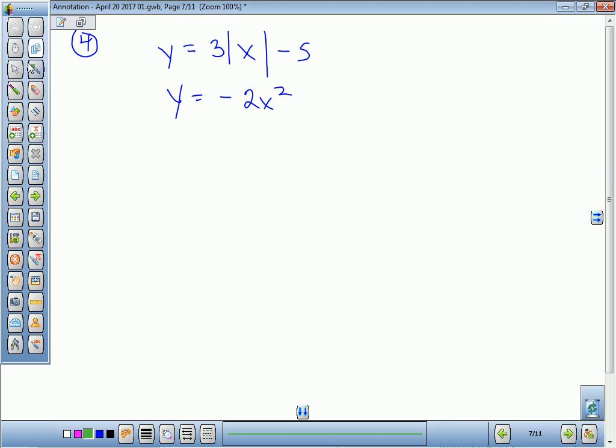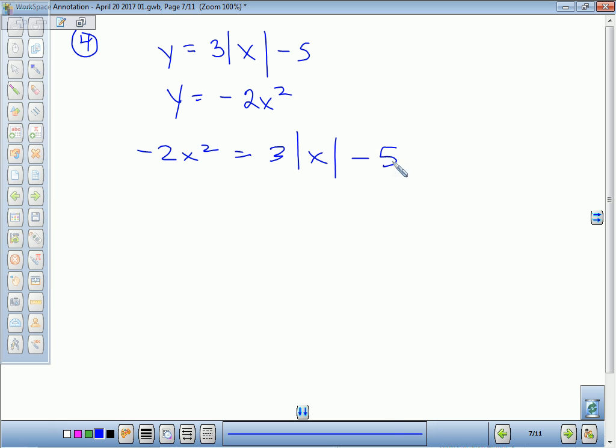All right, so we're going to use substitution again. We get negative 2x squared equals 3 times the absolute value of x minus 5. Now, when we solved absolute value equations earlier in this unit, we always isolated the absolute value.